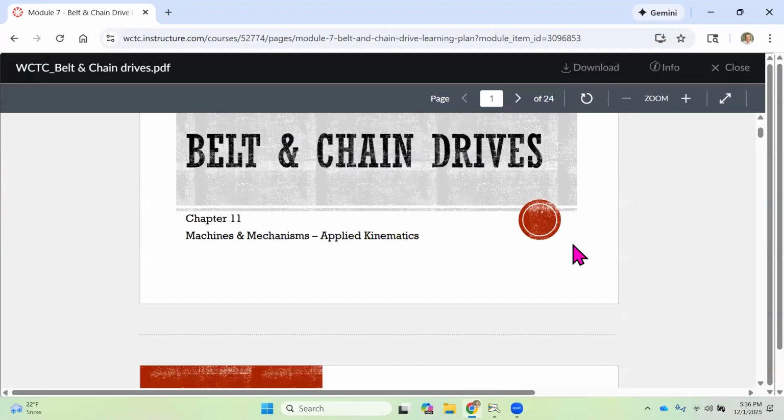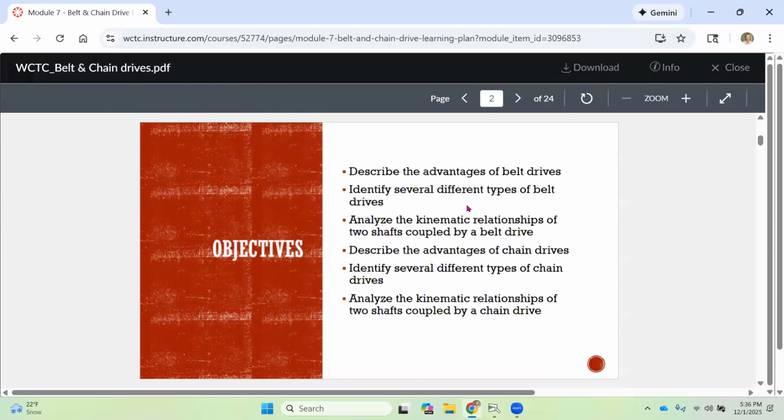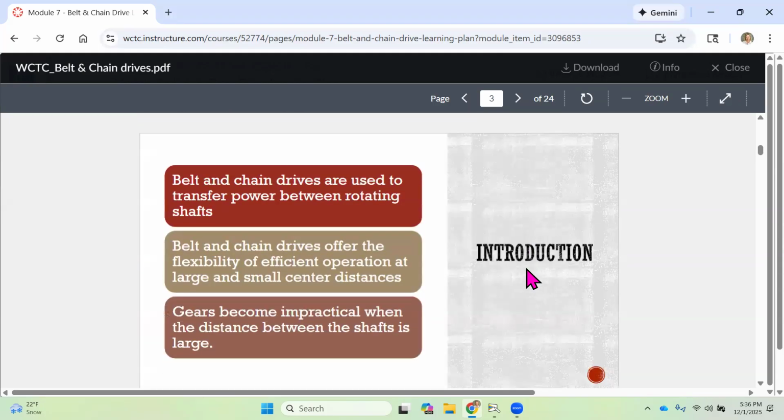As I said, this is going to be Chapter 11 in your book, which starts on page 302. The objectives for this chapter are first of all looking at belt drives, as I said. So this evening we're going to be focusing on just that type of drive: looking at advantages and disadvantages of belt drives, different types of belts that we can apply, and the kinematics and relationships of those belt drives. Then we'll change gears over to chain drives and do the very same things the next time we're together.